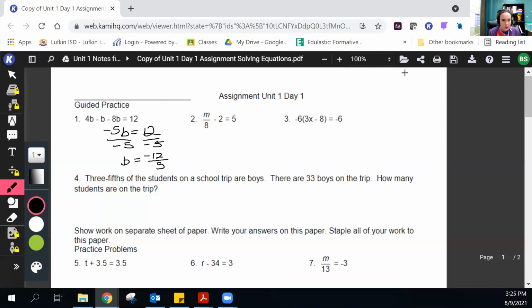And there's no other numbers that 12 and 5 are divisible by. We can reduce by.